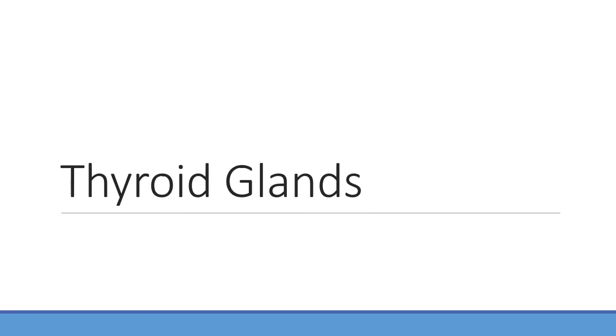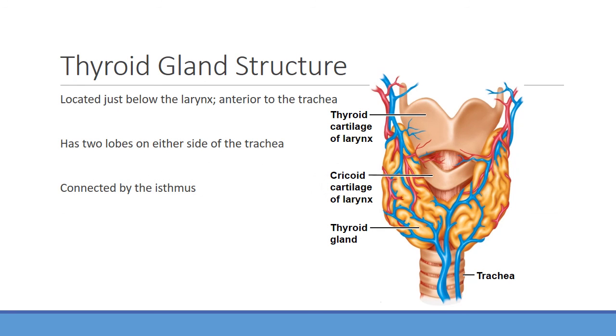Okay. So next we'll look at the thyroid gland. The thyroid gland is going to be located just below the larynx, anterior to the trachea. It's going to have two lobes on either side, connected by the isthmus in between these two. It's very, very vascular. That's why removing the thyroid gland can be very difficult, because it is so prone to bleeding.